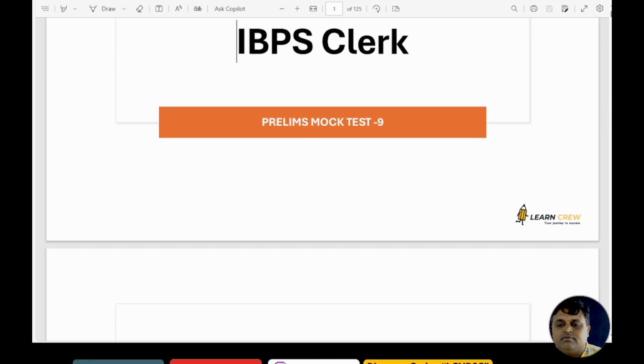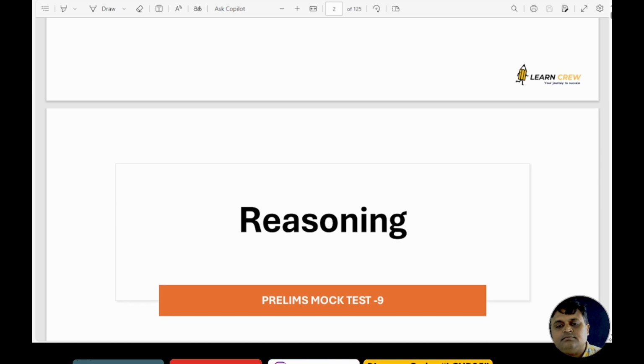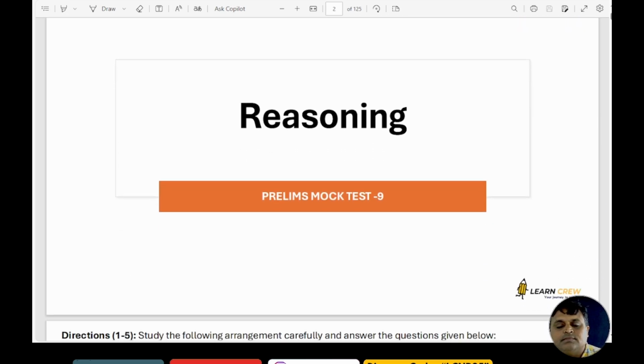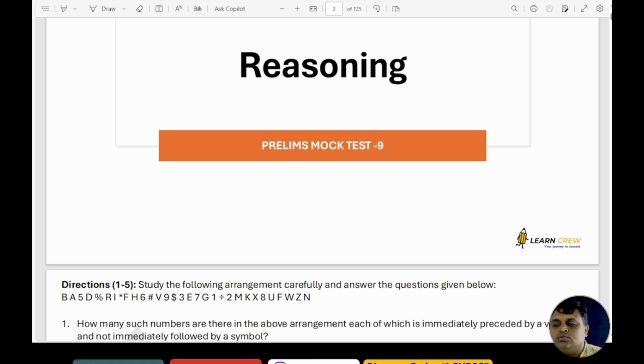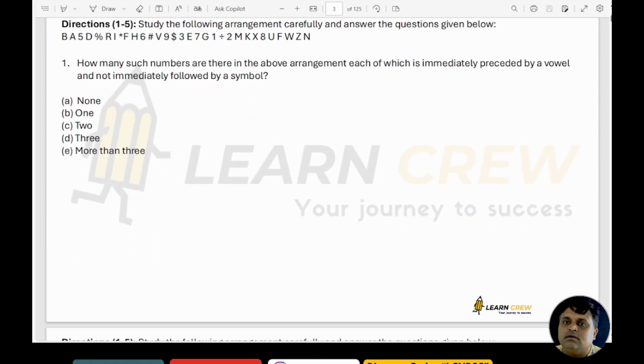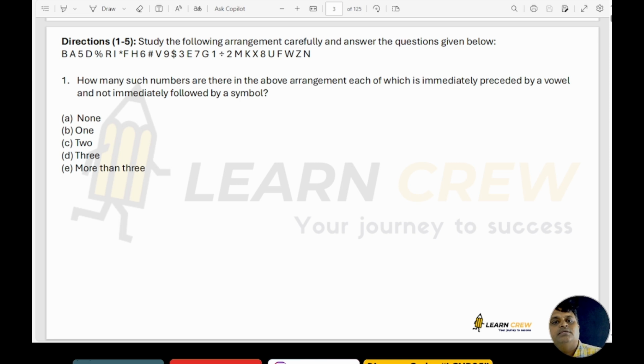First we will discuss the reasoning section questions. The first 5 questions are based on an alphanumeric series. See here, how many such numbers are there in the above arrangement, each of which is immediately preceded by a vowel?